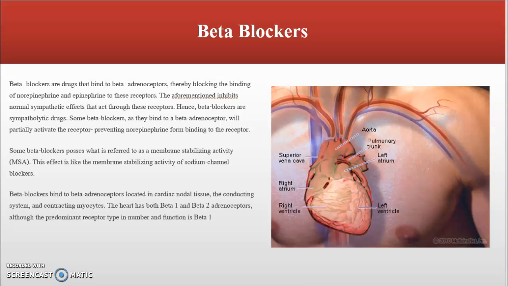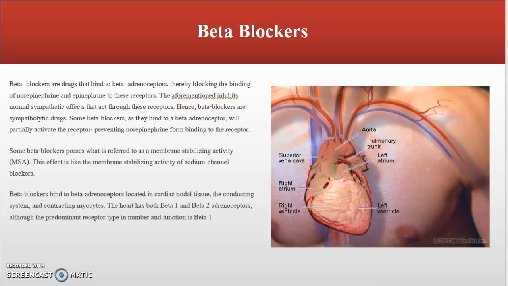Some beta blockers, as they bind to beta adrenoceptors, will partially activate the receptor, preventing norepinephrine from binding to the receptor. Hence, some beta blockers possess what is referred to as a membrane stabilizing activity, MSA. And essentially what happens is that this effect is like the membrane stabilizing activity of sodium channel blockers.